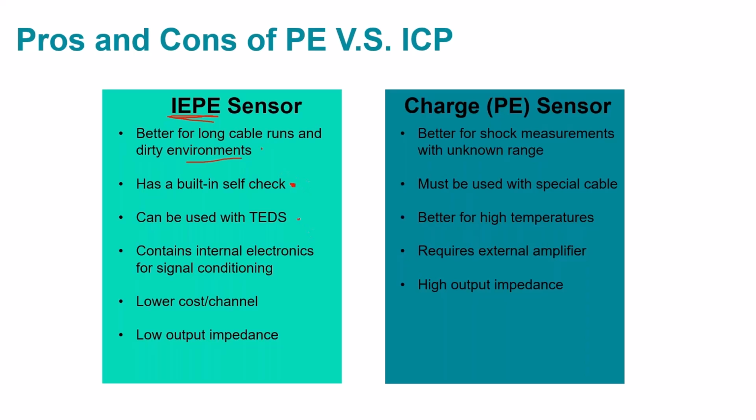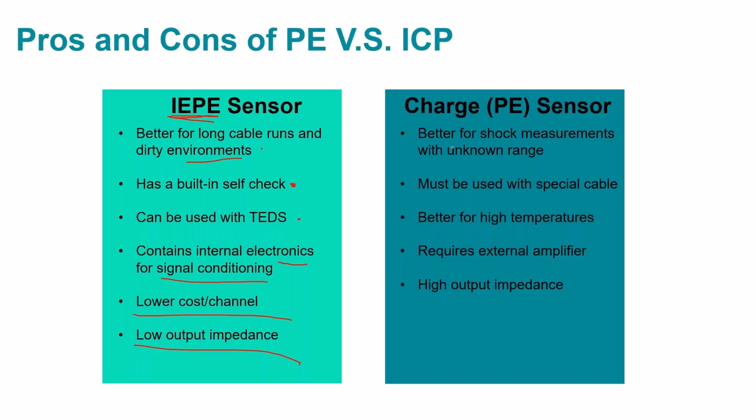It can be used with TEDs. This type of accelerometer cannot be used with TEDs. There's no integrated electronics to put that information in. It contains the signal conditioning internally, so you don't have to worry about it. Lower cost per channel and lower output impedance, which makes it easier to work with.